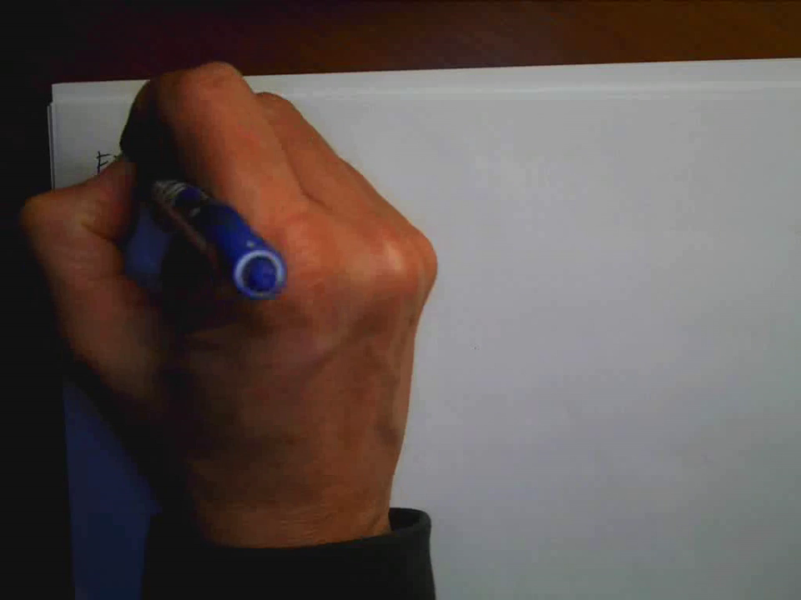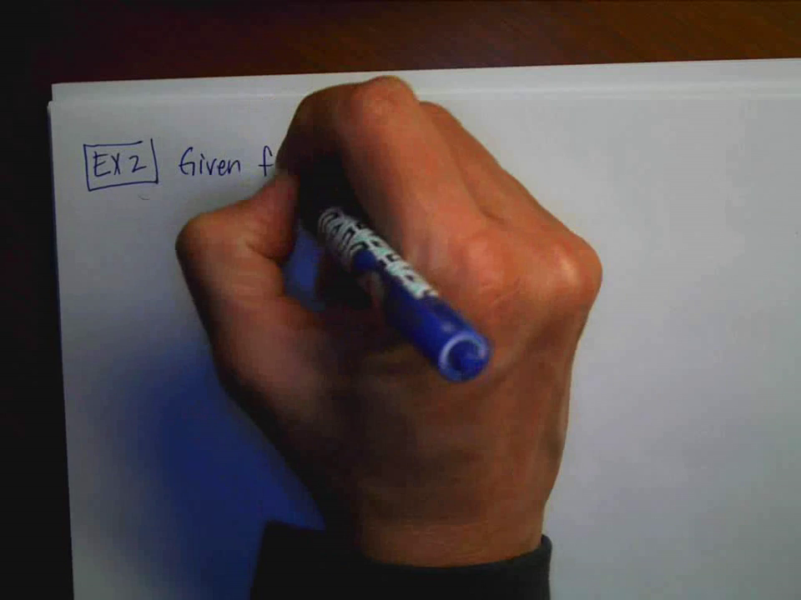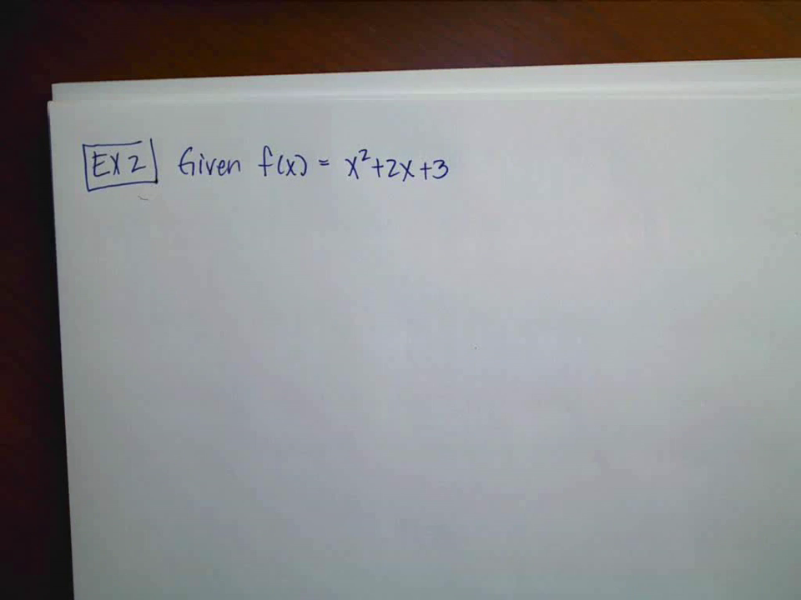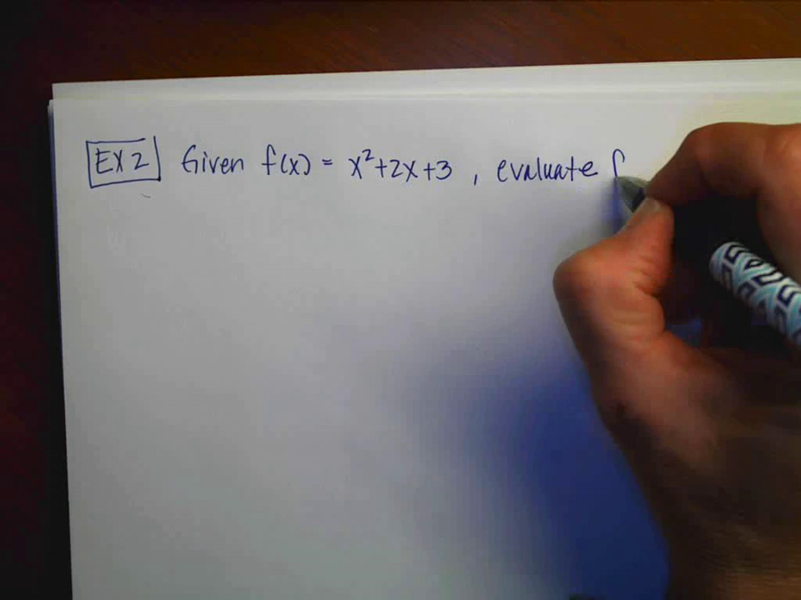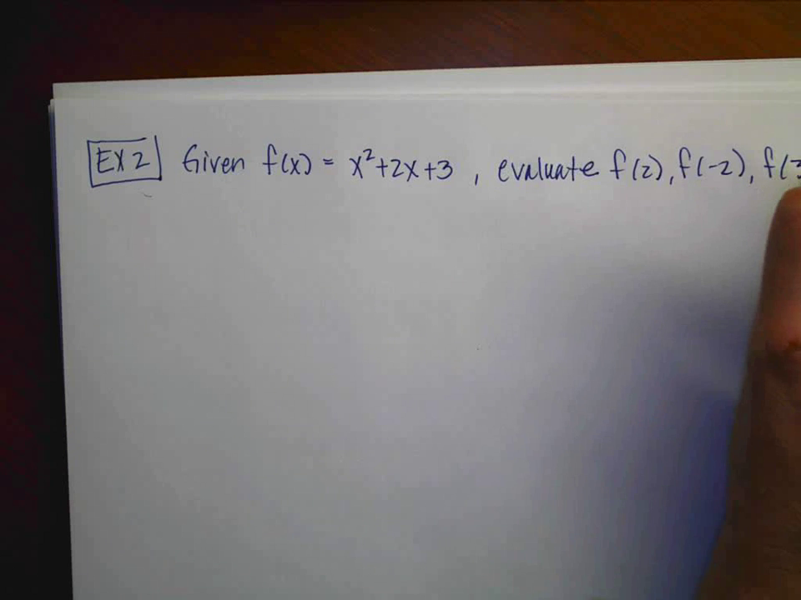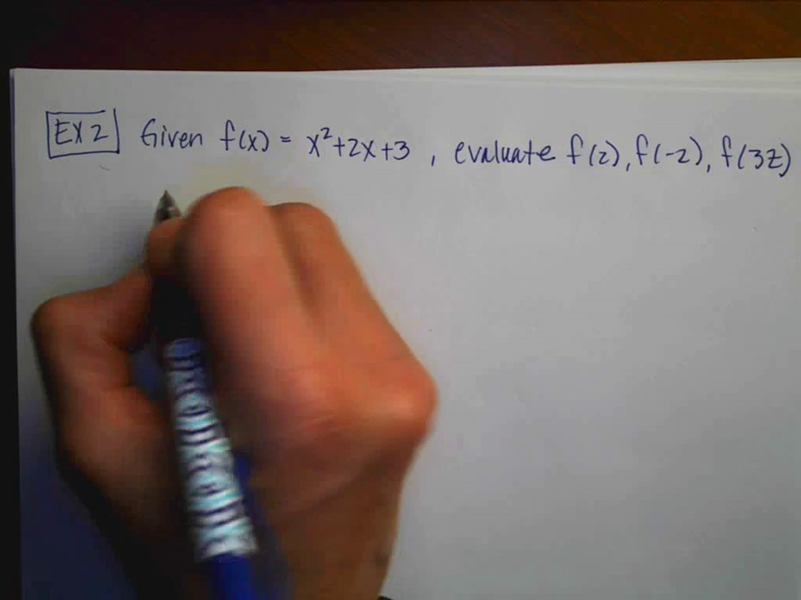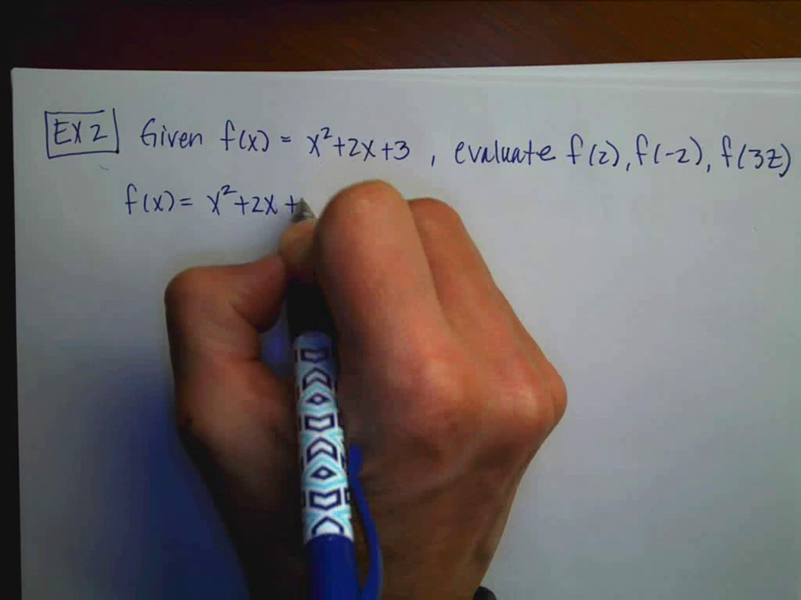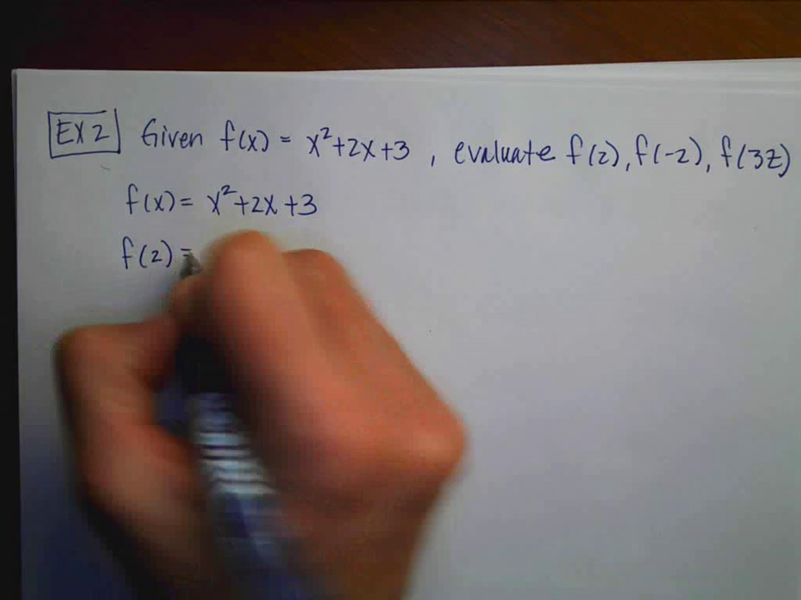So for the second example, it's going to be the same basic type of problem. So this time we're going to be given f of x is equal to x squared plus 2x plus 3, getting a little bit more entertaining. And then we're going to evaluate f of 2, f of a negative 2, and then f of 3z. Okay, so we started nice and polite. Now we're just going to have a little bit more fun. So if I write my f of x down, I also do this because it puts it right at the top of my work, and then I can see where I'm going to substitute my numbers.